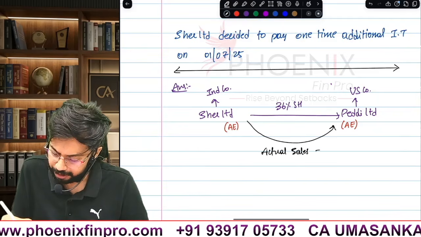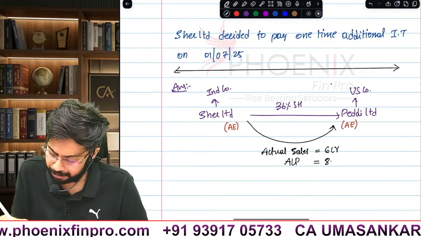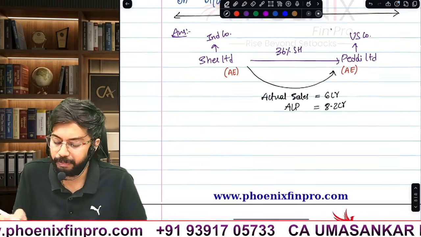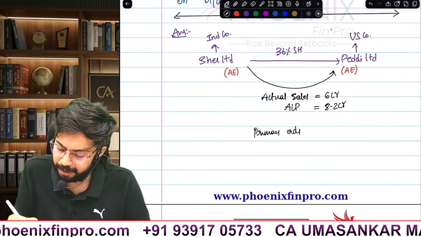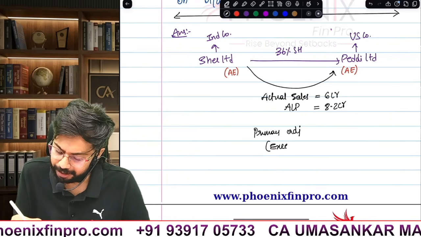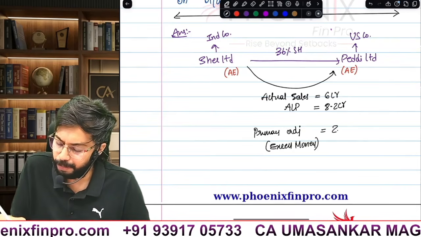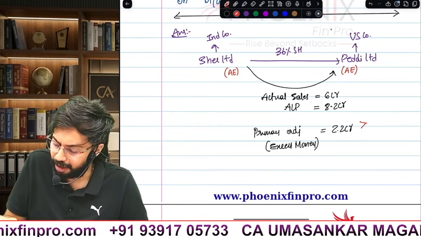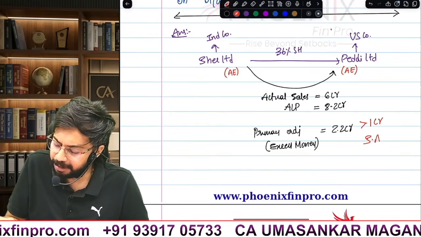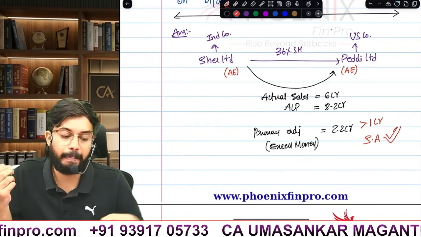Actual sales 6 crores. How much is arm's length price? Arm's length price is 8.2 crores. So how much is primary adjustment here? Primary adjustment, which is also called excess money. Excess money is 2.2 crores, right? So here excess money is more than 1 crore. So whether secondary adjustment provisions are applicable? Answer is yes. Secondary adjustment provisions are applicable.